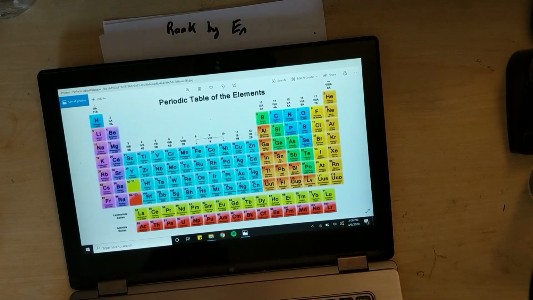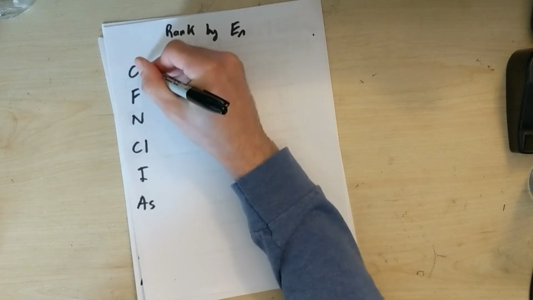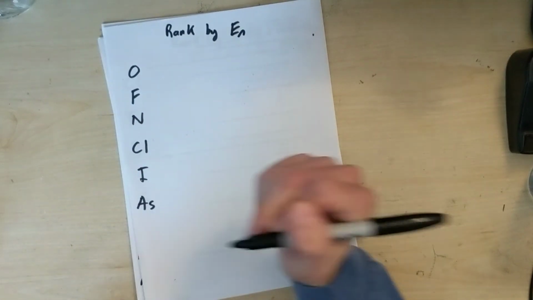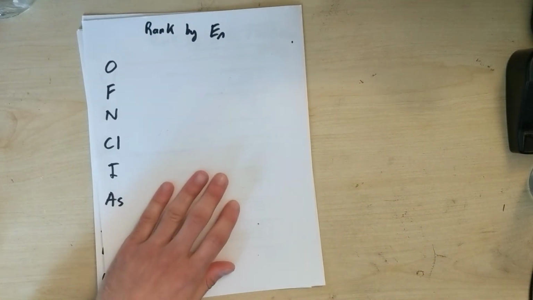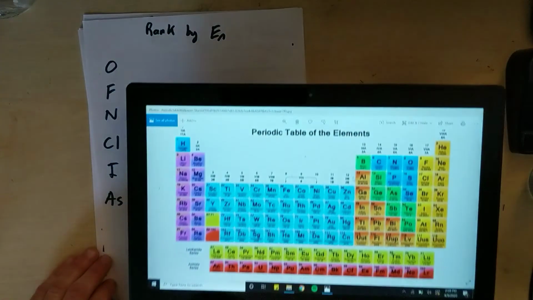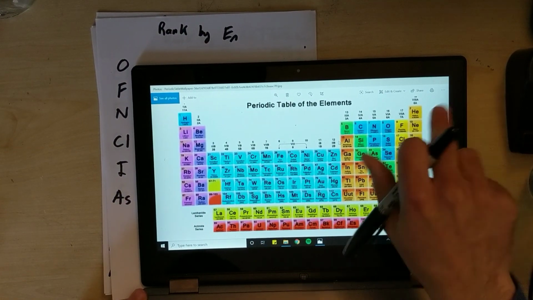So let's look at what that means. Okay. So we have oxygen, fluorine, nitrogen, chlorine, iodine, arsenic. Okay, so if we can put these maybe side by side, might be better. If we put these side by side like this, like that. I'm not sure if this part of it is visible right now or not.